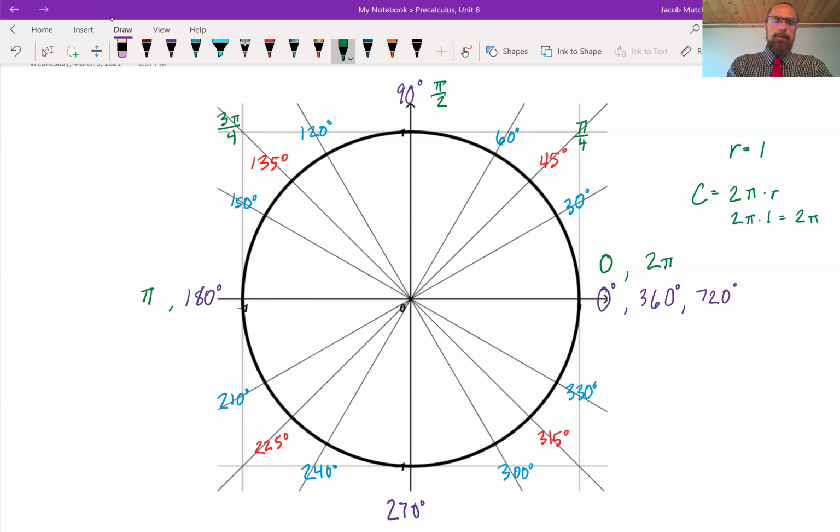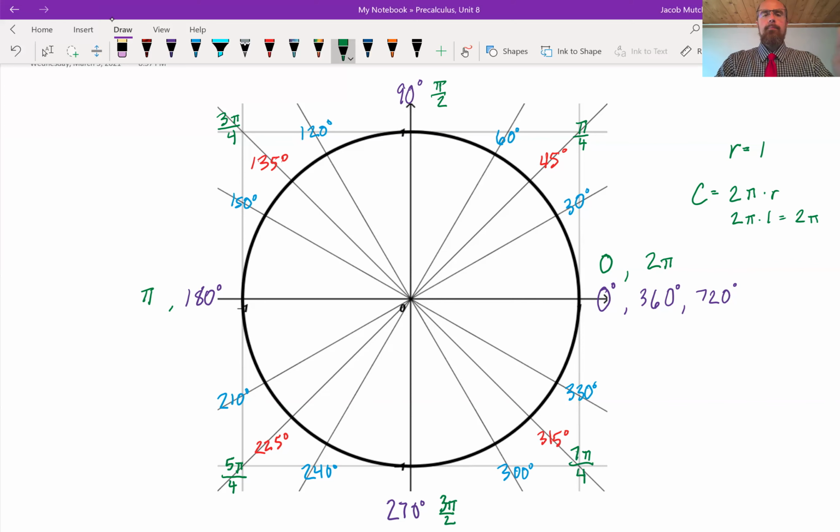So now I'm going to start at pi, and I'm going to add pi over 4. So that's going to give me 5 pi over 4, which is equivalent to 225. And then back here at 270 now, that's going to be 6 pi over 4, which would reduce down to 3 pi over 2. And then 315 would be 7 pi over 4.